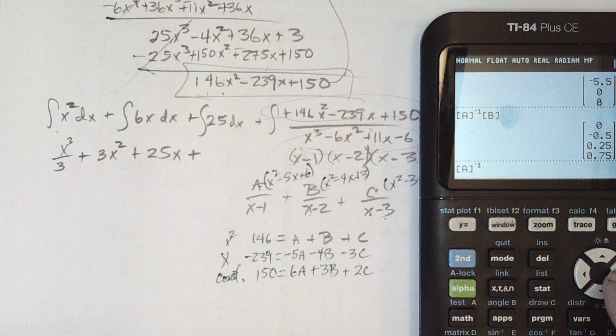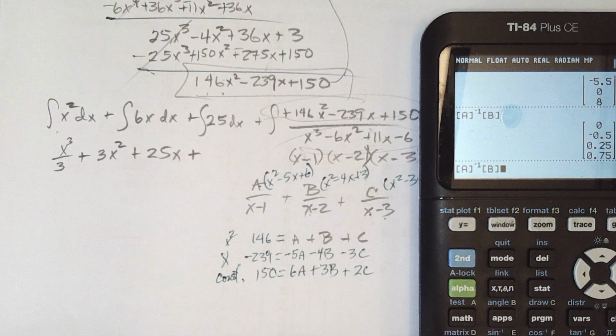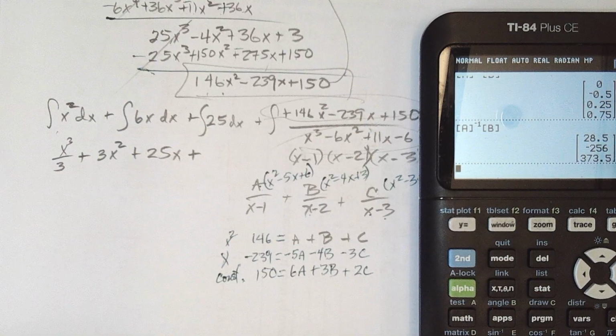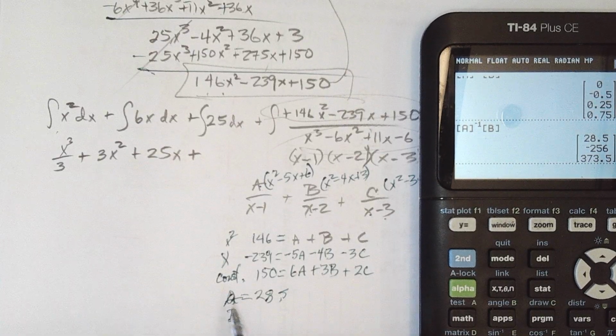And I'm going to do A inverse matrix B, and I get A is 28.5, B is negative 256, and C is 373.5.